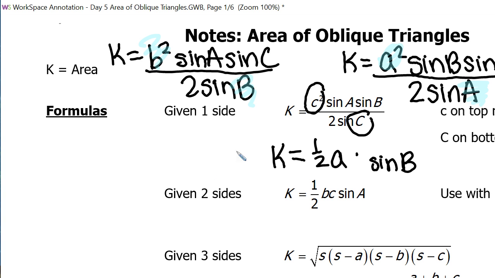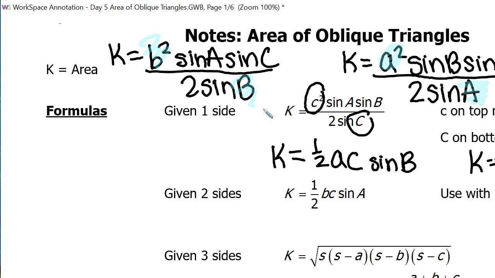And one more version of that. What if they gave me angle C? What would be the other two sides? A and B. So 1/2 A times B times sine of angle C. So again, you will just be given this formula down here. You would have to be able to recreate the other two versions if you need it.